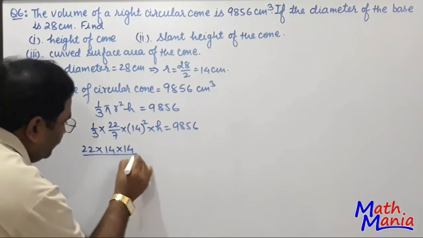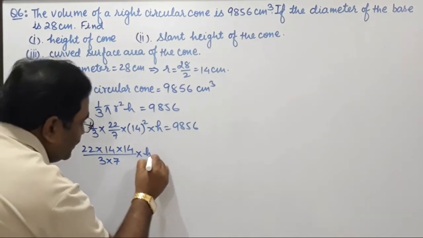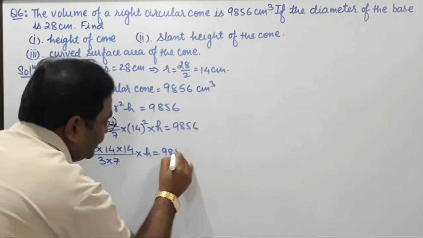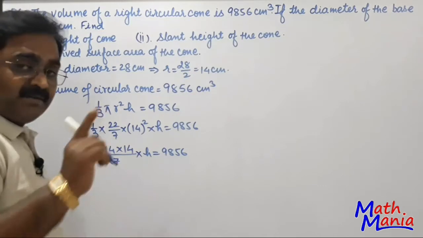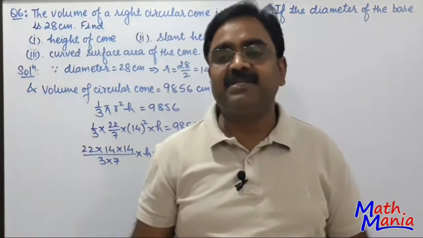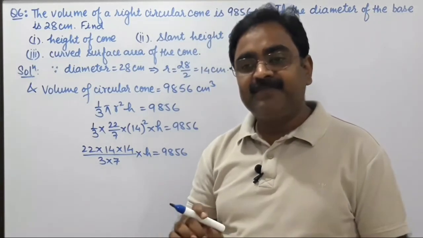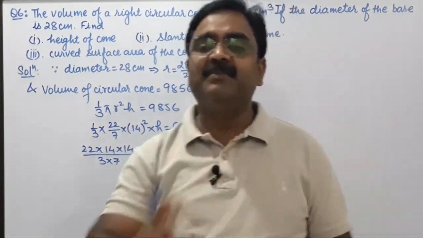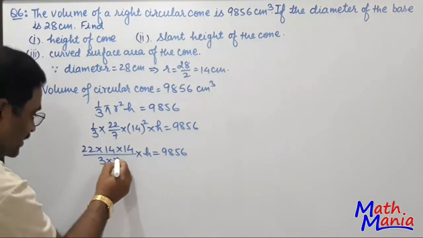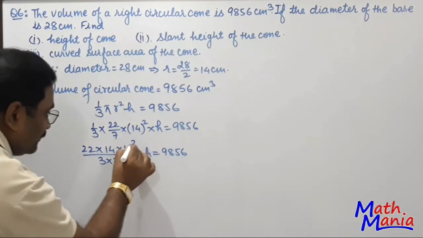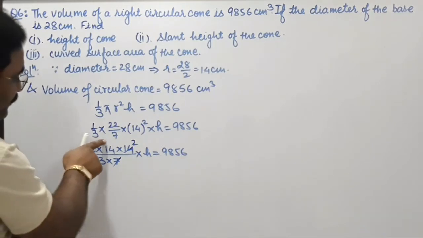Let's simplify it. This can be written as 22 into 14 divided by 3 into 7 into h is equal to 9,856. अभी हम इसको सिंप्लीफाई करते हैं. ध्यान रहे, सिंप्लीफिकेशन में कोई गलती मत कीजिएगा, राइट? अगर आप एक बार सिंप्लीफिकेशन में गलती करते हैं तो याद रहे आपका आंसर किसी भी कीमत पे नहीं आने वाला. सो बी केयरफुल इन द सिंप्लीफिकेशन. 7 इज सिंप्लीफाइड टू 14, 7 2 जा 14. नाउ दिस 3 कैन नॉट बी सिंप्लीफाइड बाई 22 और 14 बाई 2.